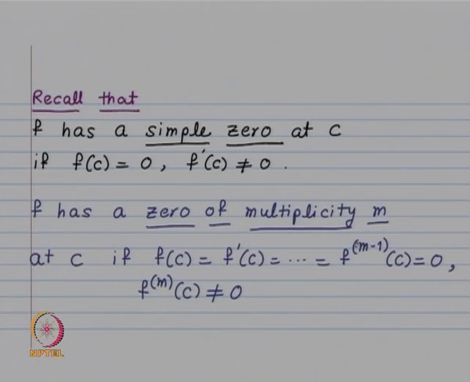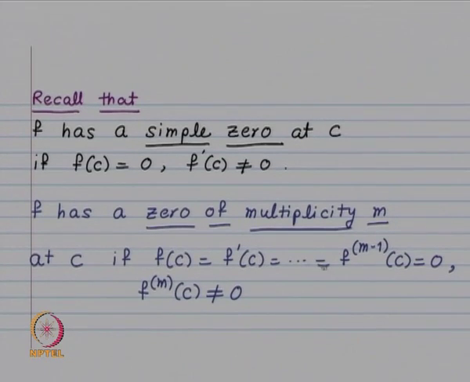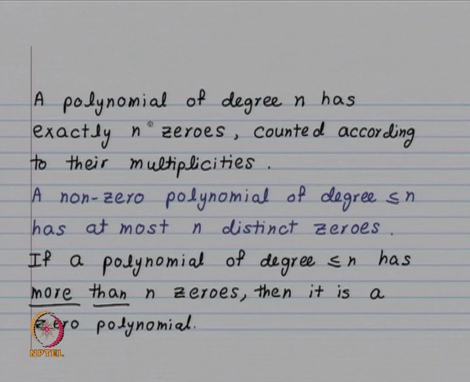A zero of multiplicity m means that the function value and its derivatives up to m minus 1 are 0, but f^(m)(c) is not equal to 0. When m is equal to 2, we call it a double zero. Now, this is a consequence of the fundamental theorem: a polynomial of degree n has exactly n zeros counted according to their multiplicities.